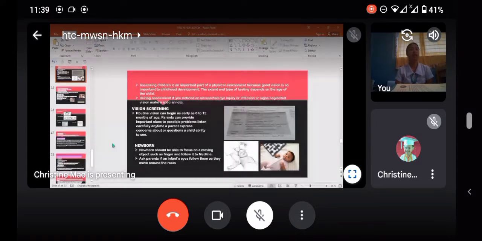So for vision screening, routine screening can begin early, from 6 to 12 months of age. So the parents should provide important clues to possible problems, and be careful anytime a parent expresses concerns about their child's vision. So, a newborn should be able to focus on a moving object such as a finger and follow it. The newborn cannot talk yet, but will look and follow. For example, when you bring things that are pleasing to their sight, they will follow them with their eyes. So as a parent, check if the infant's eyes follow you as you move around the room.